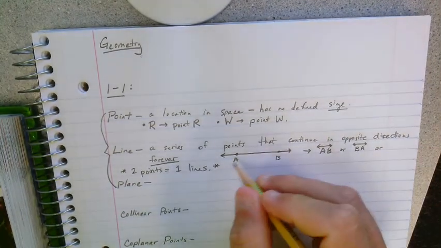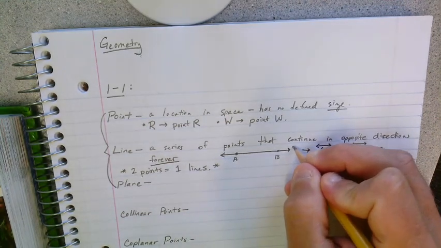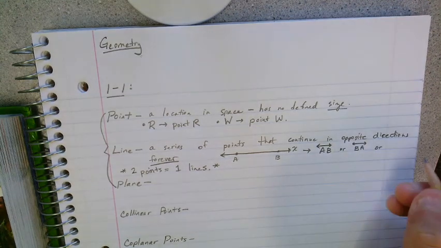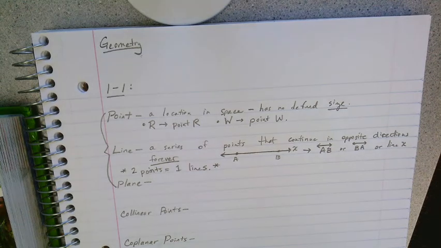Or if I was to put a cursive letter at one end of this line, let's say line X, and I'm doing a lowercase x right there, you could also say line X. And you'll notice there I'm not using the line symbol above it because it's representing the whole line.